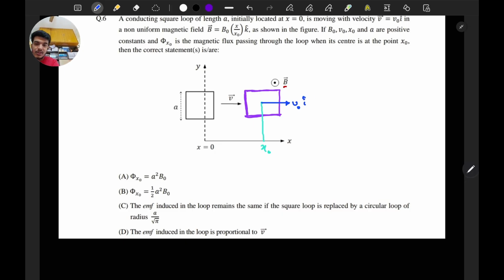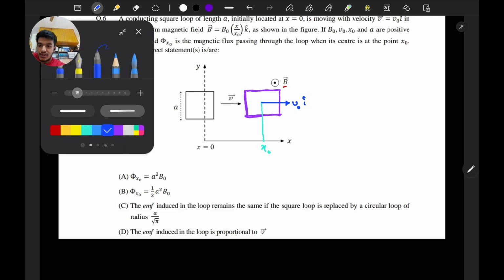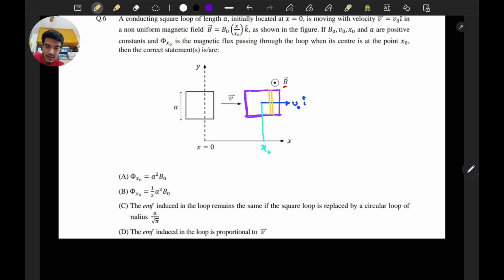It has been given. Now, for the flux calculation, the general method is that we can take a strip element at distance x from x naught. Let's do it about the center because there is symmetry in the system. We need the term x naught in my answer as well, because x naught is given in the function of b. So we can take x from x naught, and integrate from minus a by 2 to a by 2.